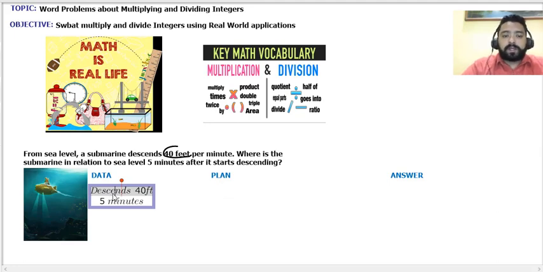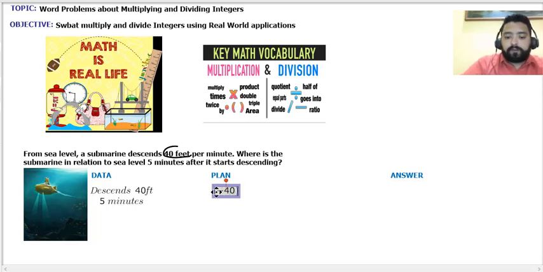Remember, descent means negative, so we are going to write negative 40. And here we're going to use parentheses to represent the multiplication. So negative 40 times, remember, it's times because it's per minute. So in 1 minute, it's 40. In 2 minutes would be 80. In 5 minutes, we don't know. So we are going to multiply by 5.